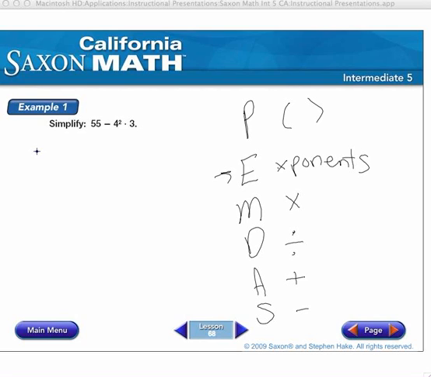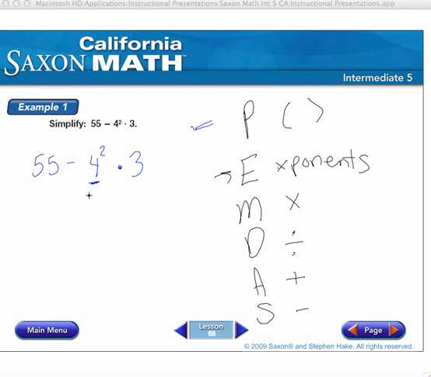So I'm going to rewrite the problem first. 55 minus 4 squared times 3. So I don't have any parentheses, so we're going to check that off. Now I go to exponents. So I'm going to solve the exponent piece first.